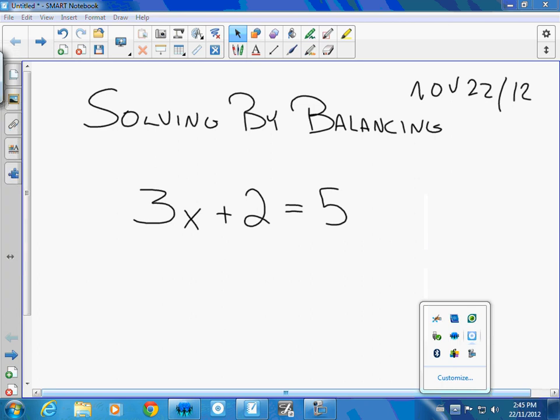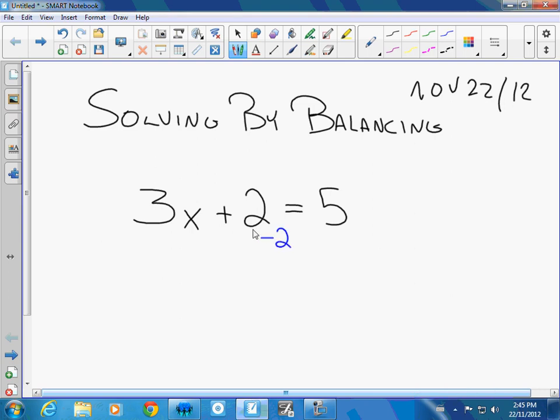Can we get rid of this 2? We have a positive 2 there. How do I get rid of it? I subtract 2. Is that correct? Okay, I'm going to subtract 2, right there, just like that. Now, here's where the scale comes in. If I subtract 2 on the left, what do I have to do on the right? Subtract 2 on the right. There it is. Does that make sense?